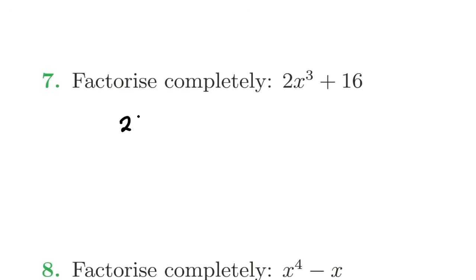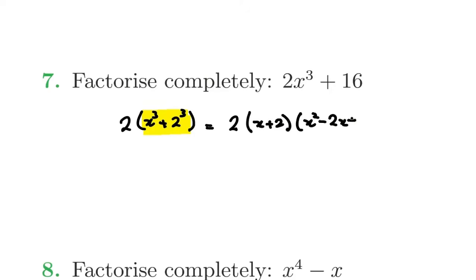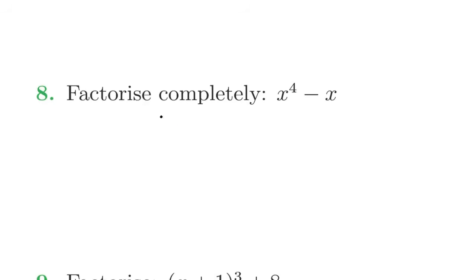Here, first we factor out a 2. We're left with x cubed plus 8. We write 8 like this. Now we're going to factor this. This 2 stays here. X plus 2, x squared minus 2x plus 4. That was number 7. The 8th question says to factor.